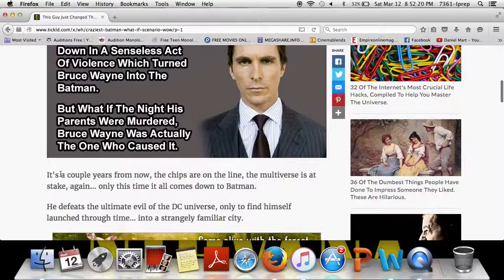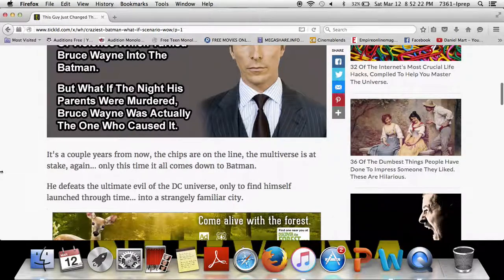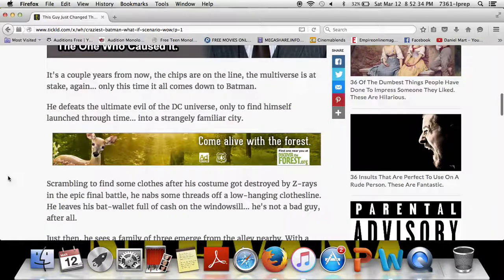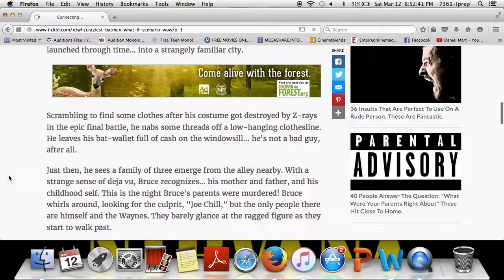So basically, it says it's a couple years from now. The chips are on the line. The multiverse is at stake again. Only this time, it all comes down to Batman. He defeats the ultimate evil of DC, only to find himself launched through time into a strange, familiar city. He's scrambling to find some clothes after his costume got destroyed by Z-Rays, which I assume is whatever makes him go through time.